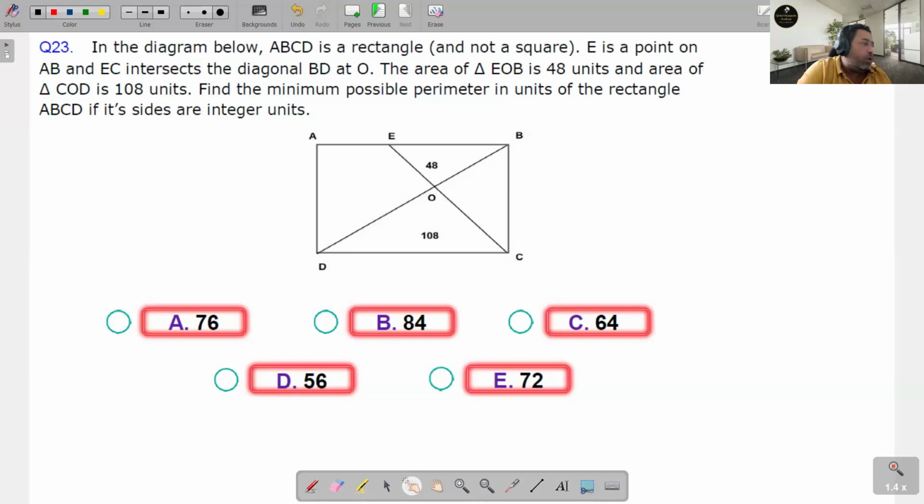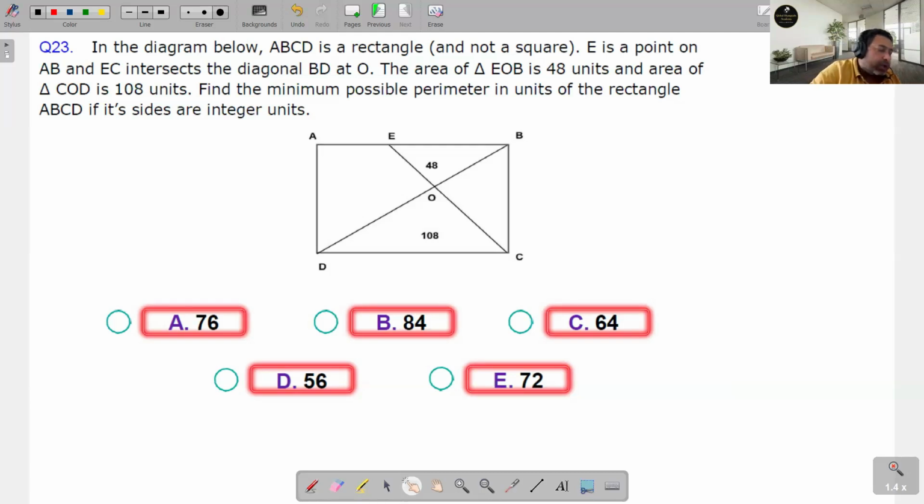In the diagram below, ABCD is a rectangle and not a square. E is a point on AB and EC intersects the diagonal BD at O. The area of triangle EOB is 48 units and the area of triangle COD is 108 units. Find the minimum possible perimeter in units of the rectangle ABCD if the sides are integer units.